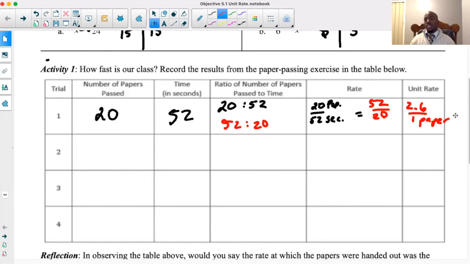Right? How long does it take for us to hand out 1 paper? 2.6 seconds. Okay, that's what it seems like. Okay, and I would prefer us to do this way. So I'm going to change the way the ratio is written on the actual paper, and then I'm going to work on the rest of it. Okay, so let's keep going.